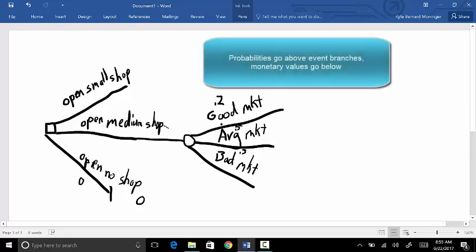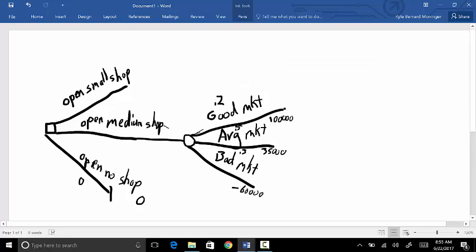Then I'll fill in the monetary values for each of those events. If it's a good market, the problem tells us that I'll make $100,000. For an average market, $35,000. And for a bad market, I lose $60,000. Then we're finished with this, so I'm going to draw this vertical line at the end of the branch, indicating that we're finished. And then we total up the monetary values along the entire branch. In this case, we just have the one at the end, but I'm still going to put it here, indicating I've totaled up the branch, it's finished. The final monetary value for opening a medium shop with an average market is 35,000.